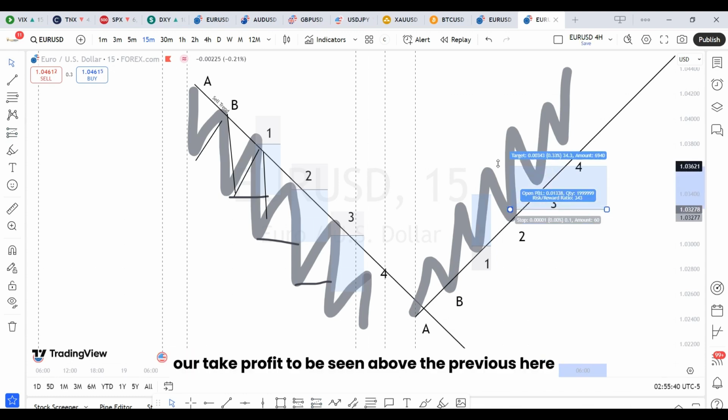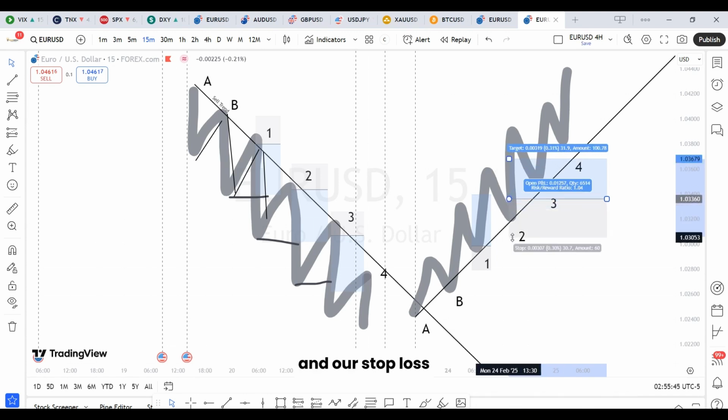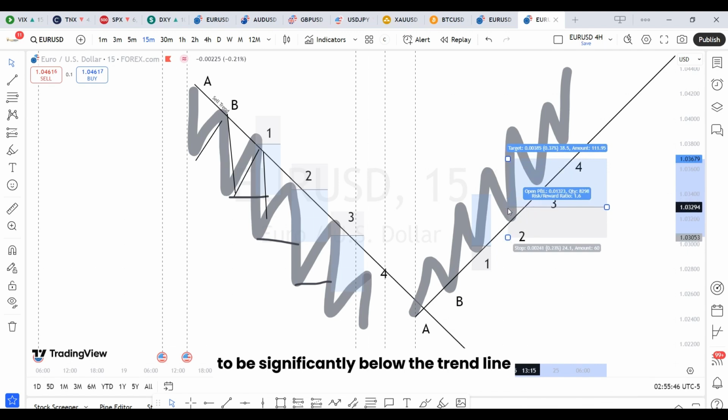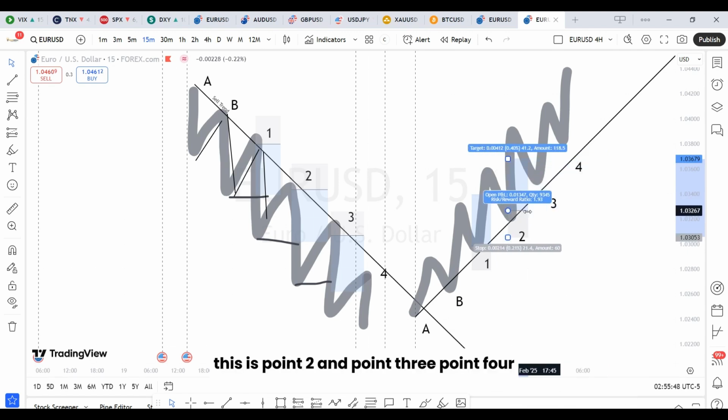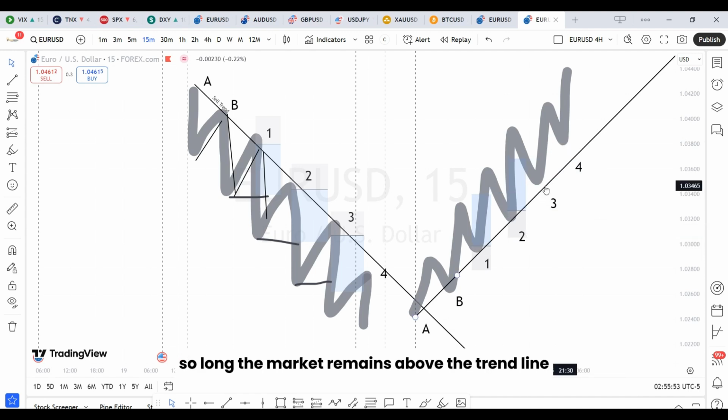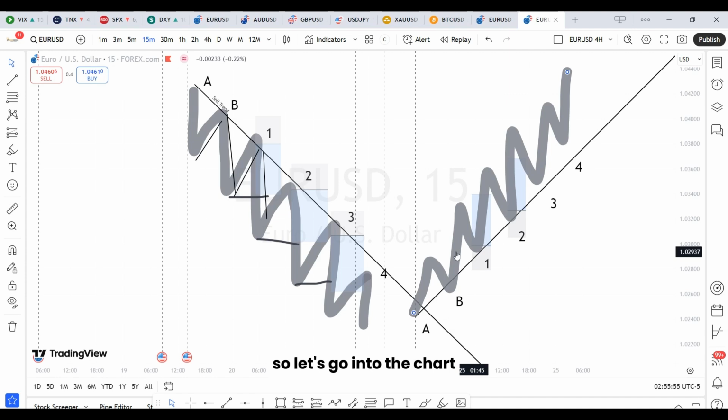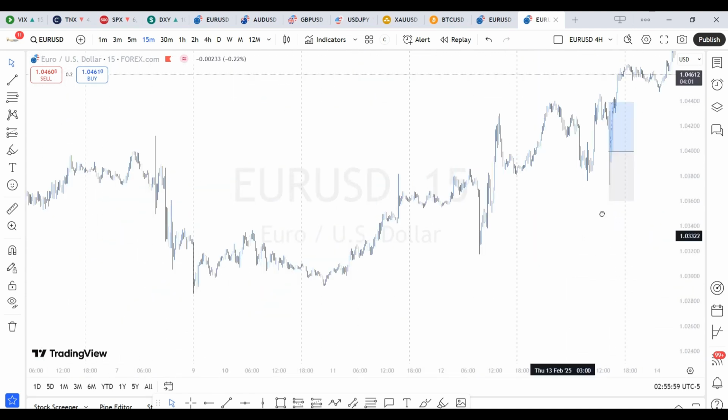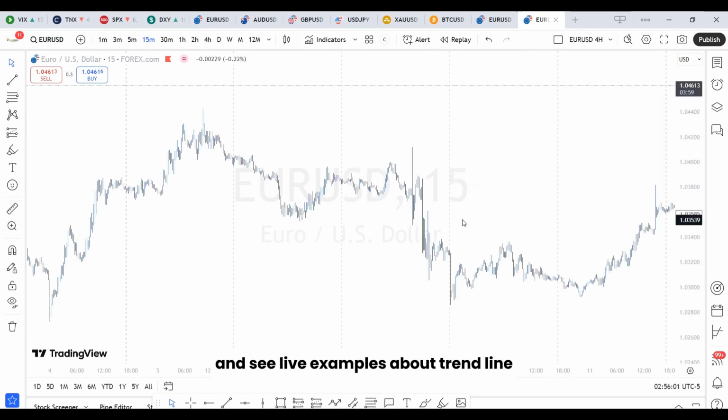0.2, our take profit to be above the previous high and our stop loss will be significantly below the trend line. This is 0.2 and 0.3, 0.4, so long the market remains above the trend line. So let's go into the chart. Let's see some of the examples we have about trend line and see live examples about trend line.